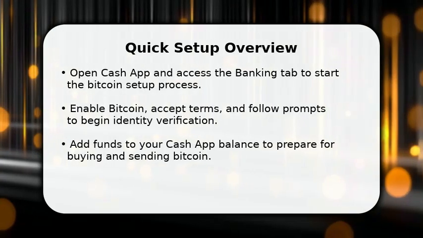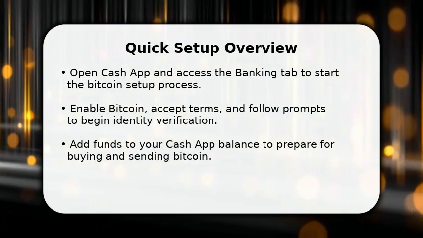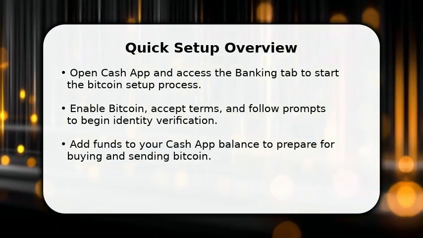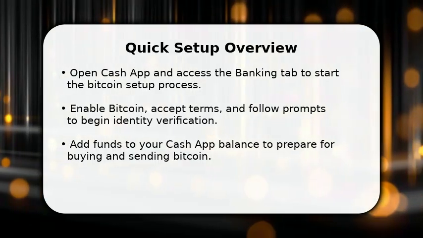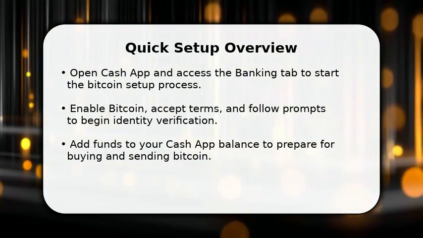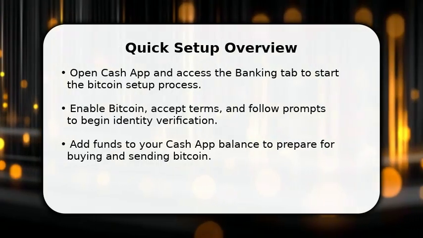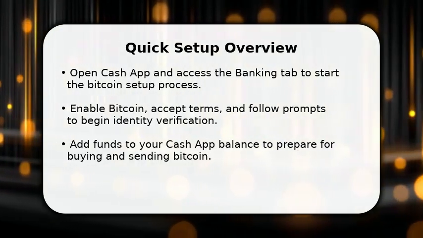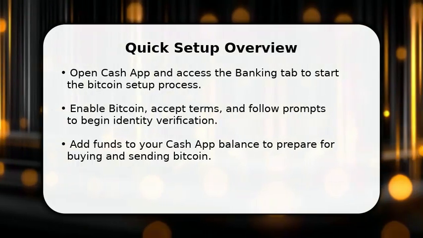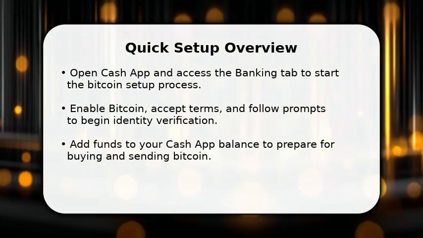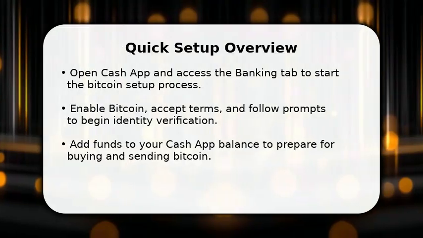In this video, I will show how to set up my Bitcoin wallet on Cash App Easy Guide. Open Cash App and go to the Banking tab, then tap Bitcoin to begin. Follow the on-screen prompts to verify your identity with a photo ID and the last four of your SSN. Enable buying and add funds so you can purchase Bitcoin right away.